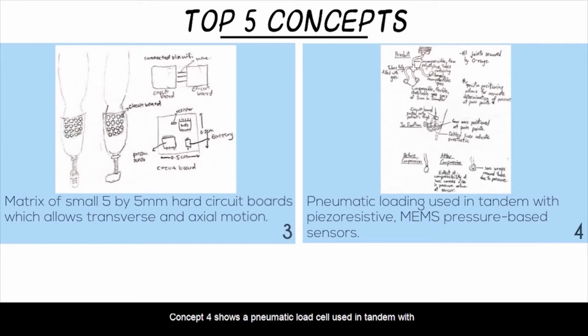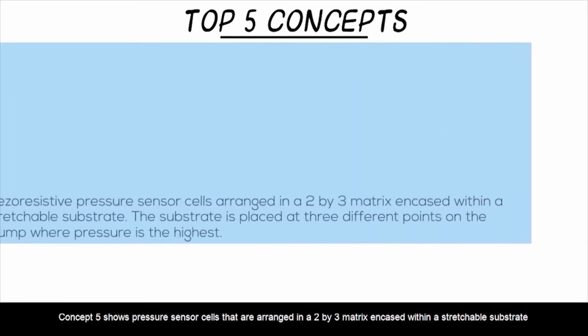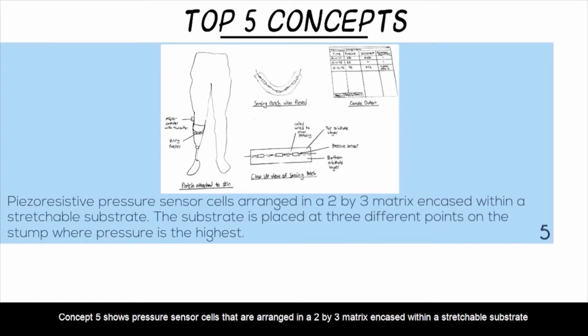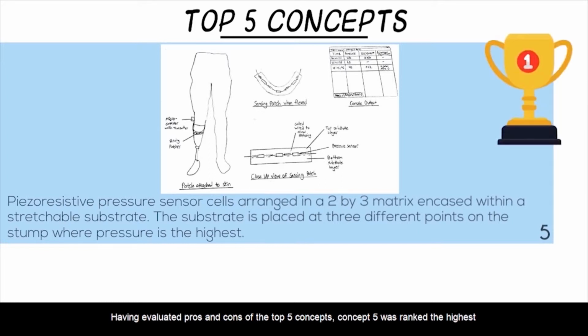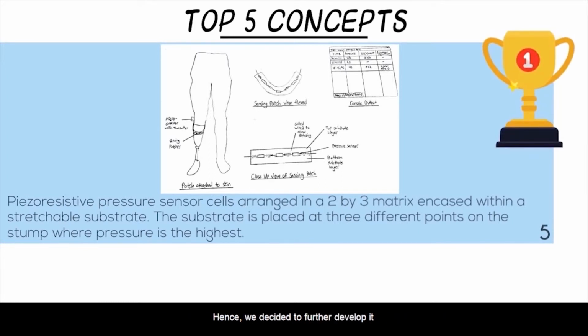Concept 4 shows a pneumatic load cell used in tandem with a micro-electro-mechanical pressure-based sensor and a piezoresistive pressure sensor. Concept 5 shows pressure sensor cells that are arranged in a 2x3 matrix encased within a flexible substrate. This substrate is roughly 3x3 by 1 cm in size and is also water resistant. Having evaluated the pros and cons of the top 5 concepts, Concept 5 was ranked the highest and hence we decided to further develop it.